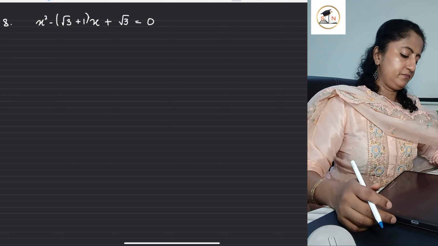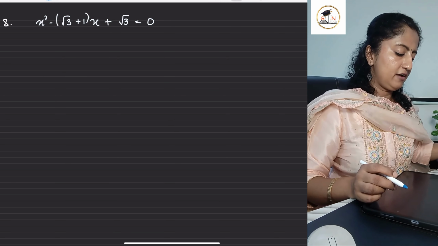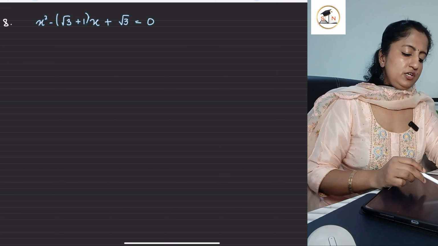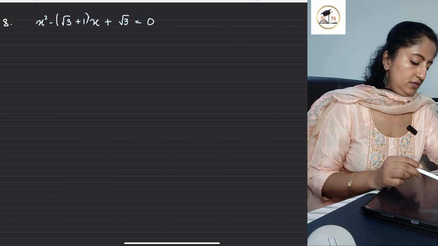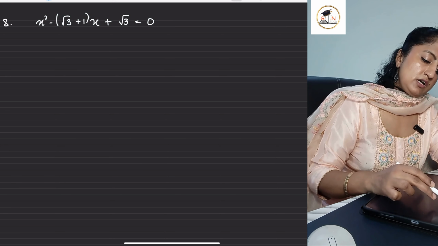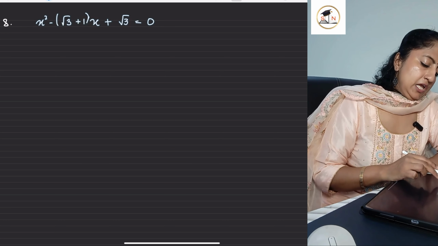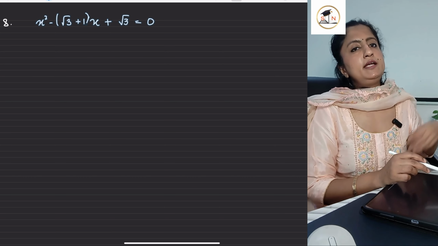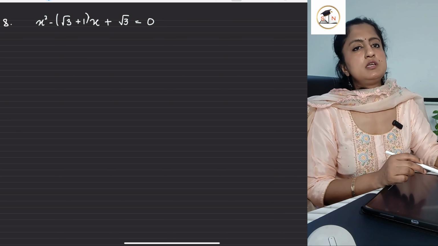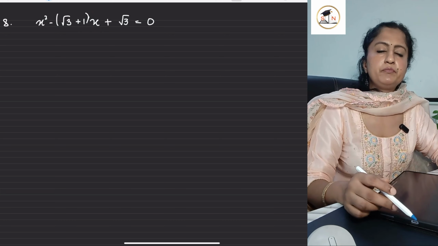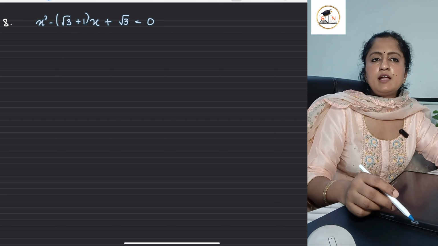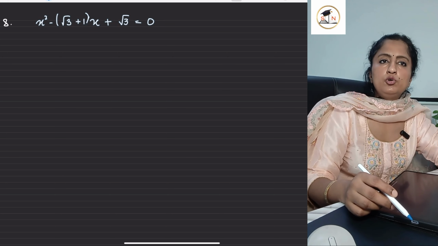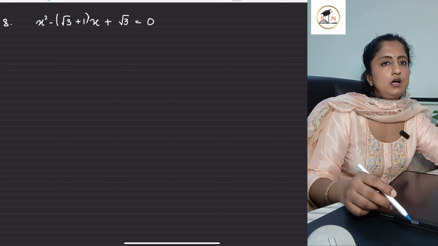Now, the next one. What do we have over here? We have x square minus root 3 plus 1 x plus root 3 equals 0. Okay. So we'll start with the question now. We can apply splitting over here. I understand that many times children get scared when you have roots. They are not comfortable with splitting. I have attached the links where I have explained how to do splitting comfortably with the roots also. Do watch the videos and practice questions accordingly.